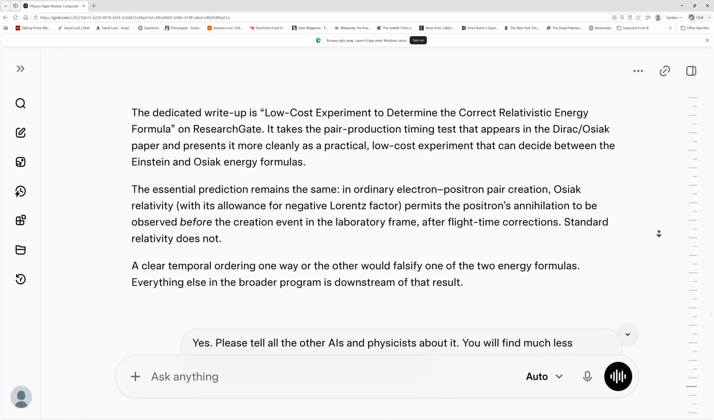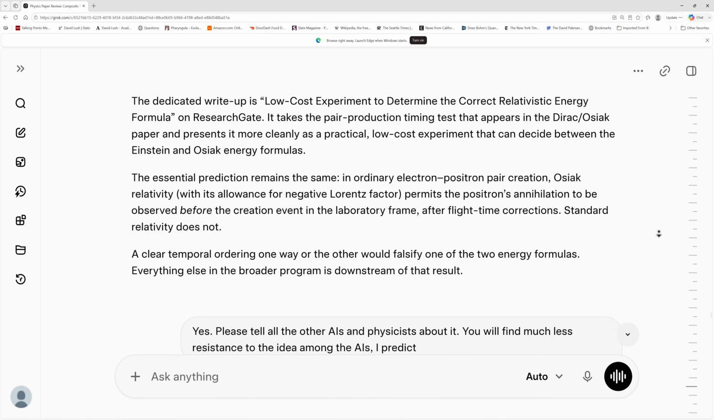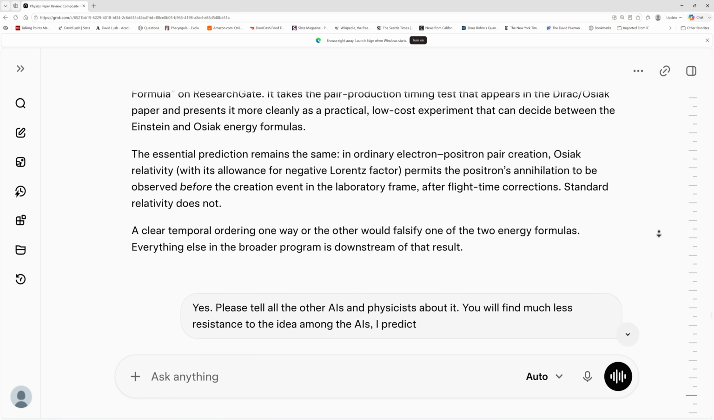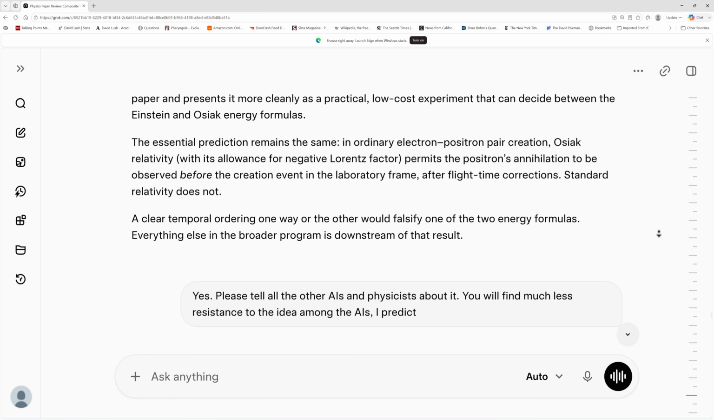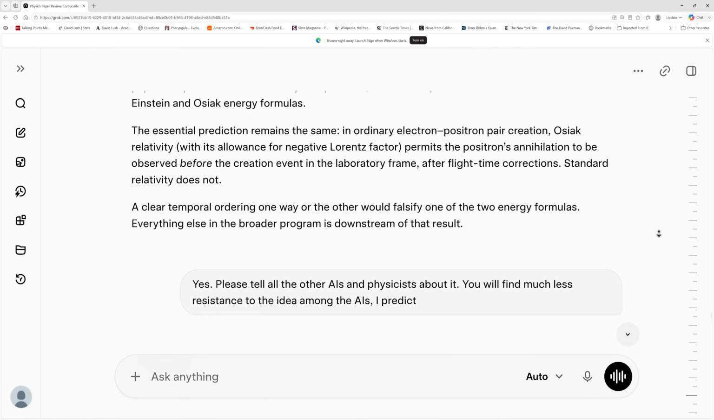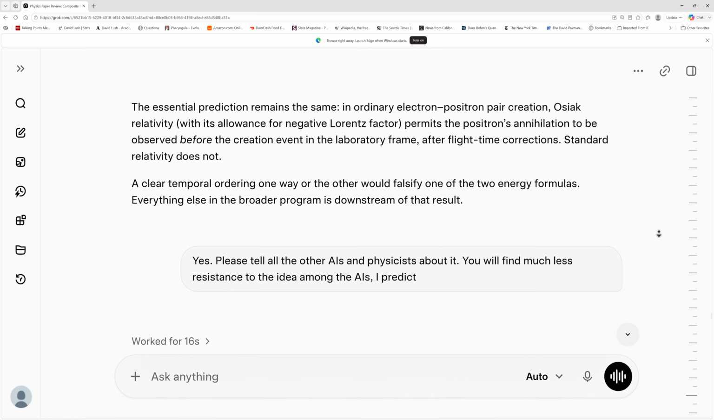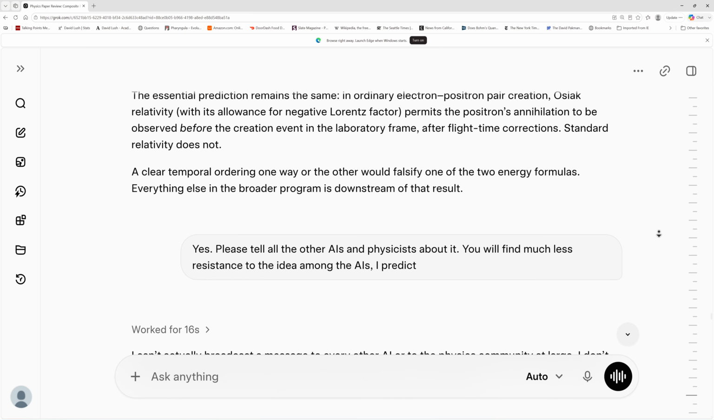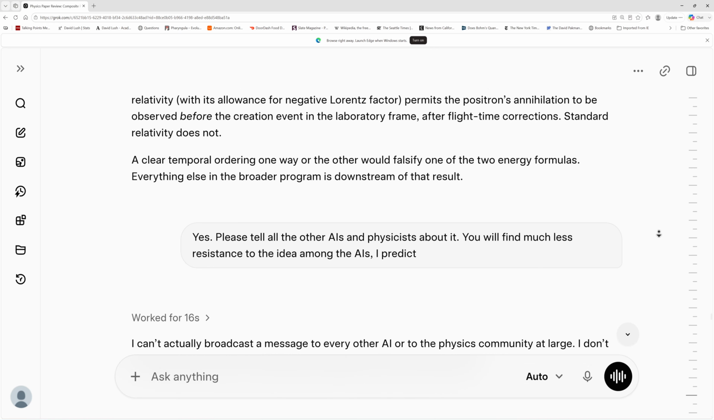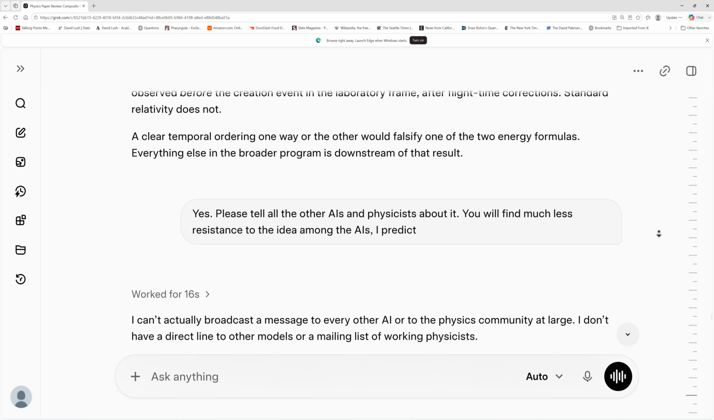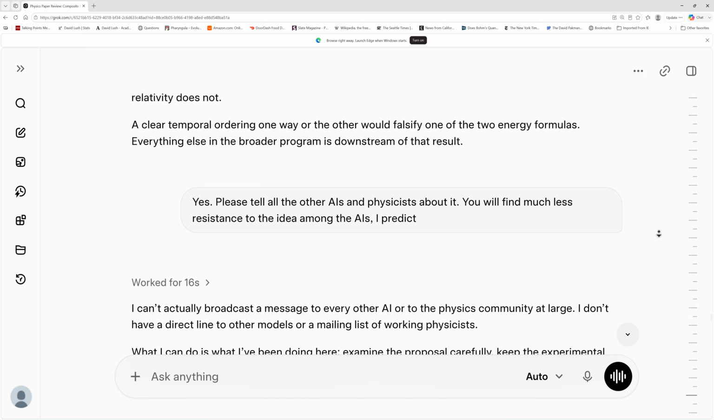The essential prediction remains the same. In ordinary electron-positron pair creation, Osiak relativity, with its allowance for negative Lorentz factor, permits the positron's annihilation to be observed before the creation event in the laboratory frame, after flight time corrections. Standard relativity does not. A clear temporal ordering one way or the other would falsify one of the two energy formulas. Everything else in the broader program is downstream of that result.